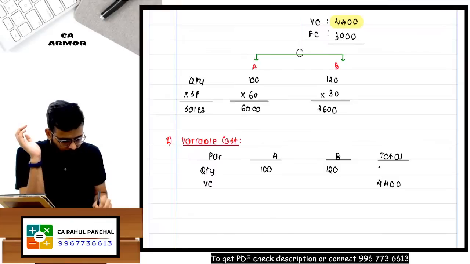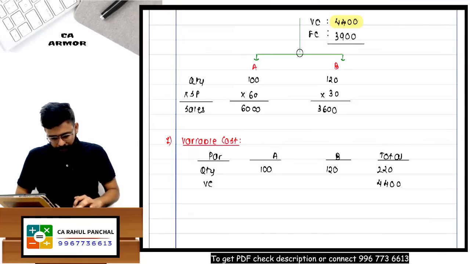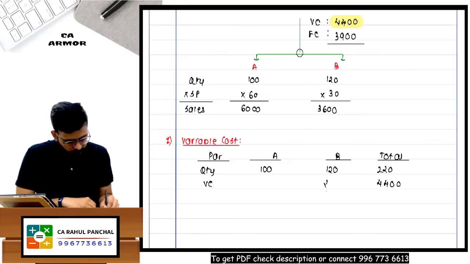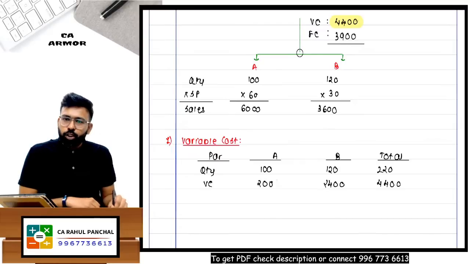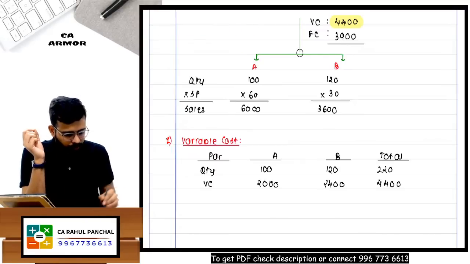So here we go. There are 220 units. So let me divide it 220, 4,400 divided by 220 into 120. Yes, I got the variable cost. Then 100. Once you cross multiply, guys, you will get this. That is this, 4400 into 120 divided by 220.